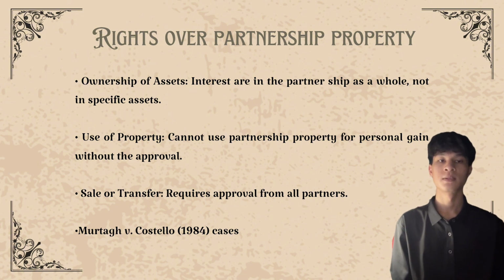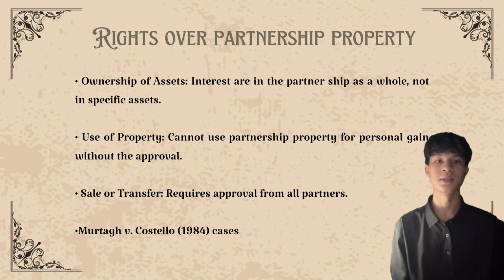Sale or transfer. Sale or transfer of partnership property requires approval from all partners. Partners cannot unilaterally sell or transfer property unless agreed upon in a partnership agreement. For example, the case of Mortgage v. Castello, 1984. The court ruled that property purchased with partnership funds remains partnership property even if in an individual partner's name, reinforcing the principle that partnership assets belong to the company.